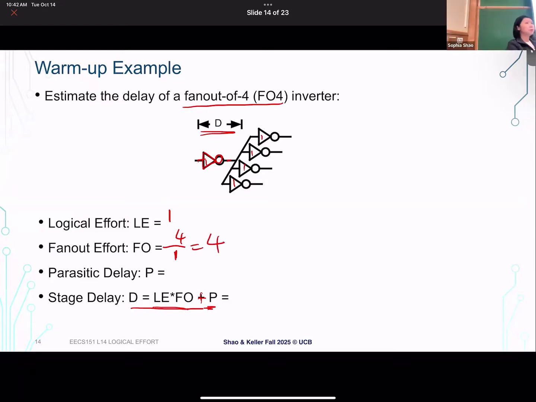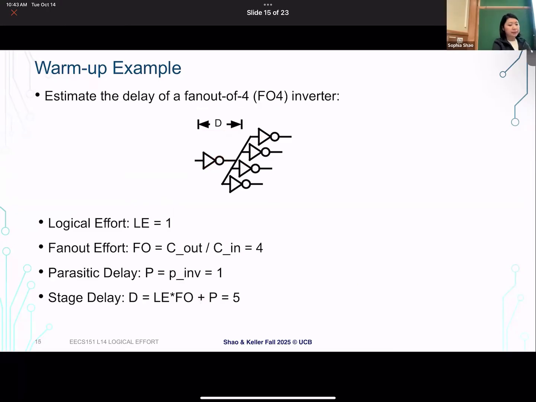So my fan out is 4, right? I'm driving 4x of my own capacitance. And my parasitic delay, again, for inverter is normalized to inverter, right? It's also 1, right? So here, when we think about the delay, its logical effort is 1. Fan out effort is 4 plus 1, right? So this is a very straightforward way of thinking about the delay.